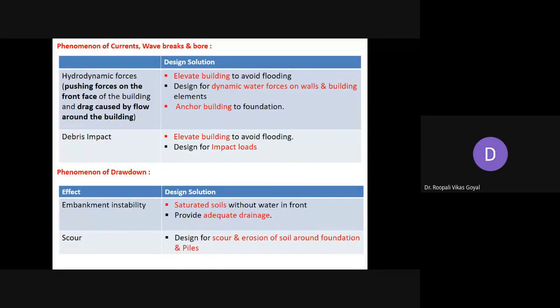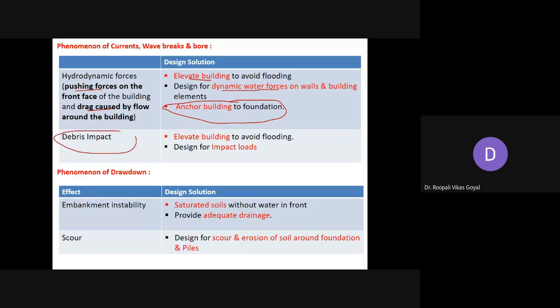So basically this is the pushing force on the front face of the building, and some drag can be caused by the flow around the building. Water is filled all around, so it will push as well as cause a dragging force. In that case you have to provide at higher elevation to avoid the flooding, and also design for the dynamic water force on wall and building elements. Also you have to anchor the building. So these are all the provisions which are very common and that can give solution against many effects.